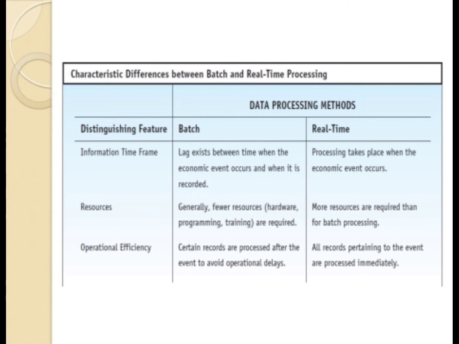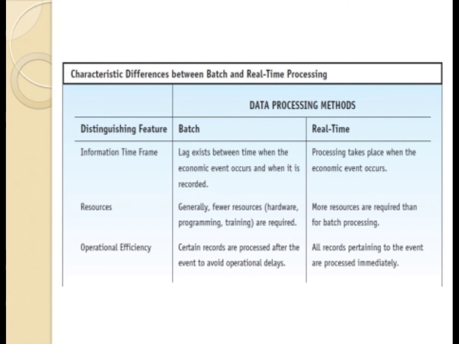Unlike pagdating sa real-time, processing takes place when the economic event occurs. So, yung example naman po dito is yung mga kunwari sa airline reservation or pagbili ng airplane ticket. Pagdating naman sa resources for batch processing, generally fewer resources in terms of hardware, programming, and training are required. Unlike pag real-time naman, more resources are required than for batch processing.